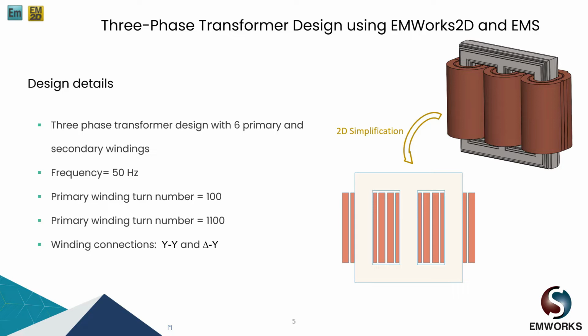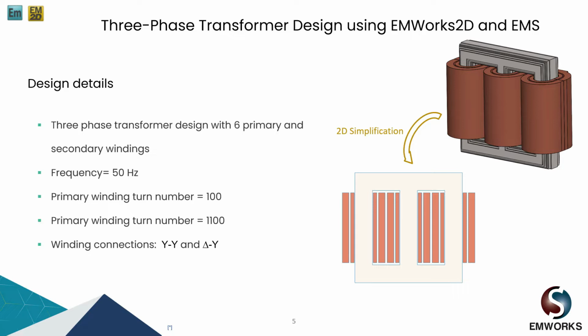Alright, so the design details: we have a 3-phase transformer. The operating frequency is 50 Hertz. The primary winding has 100 turns. We have 1100 turns on the secondary side, and 2 types of connections will be performed in these analyses. So we have star-star connection and delta-star connection.